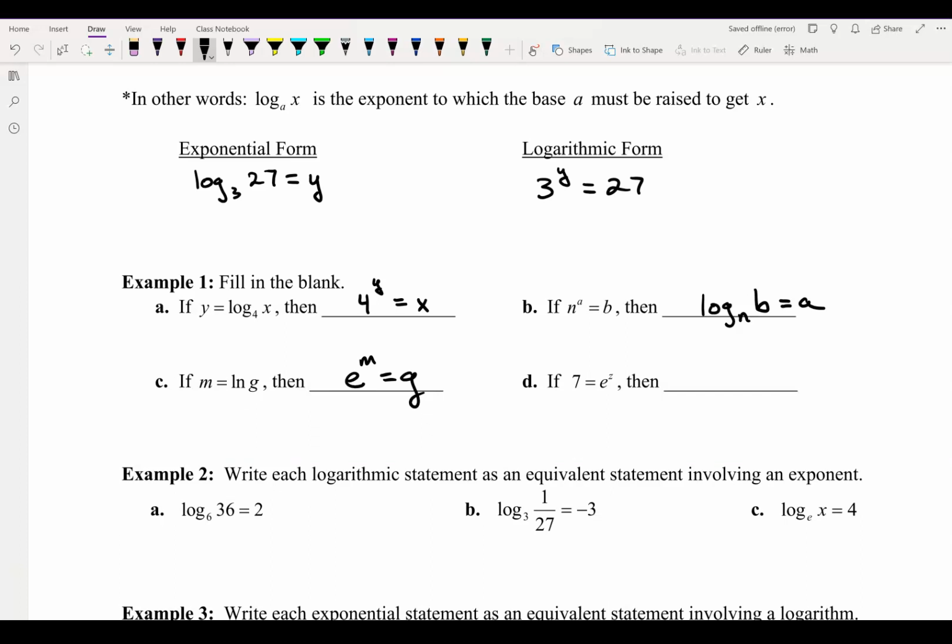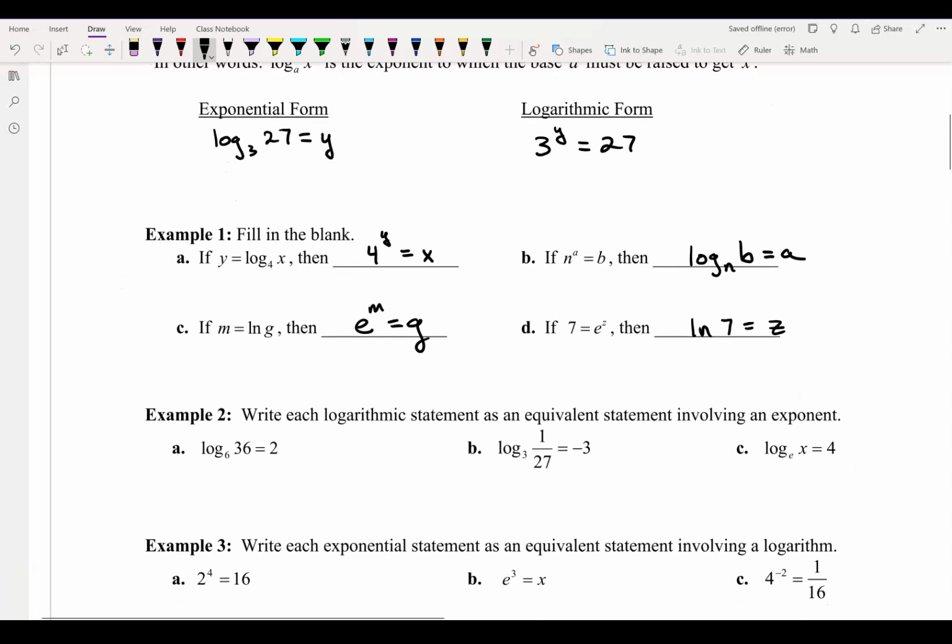And lastly, we have e to the z equals 7. Well, e is the base, so we have the ln, right? That's log base e. Log base e of 7 is equal to the exponent z. So there we have going back and forth between logarithmic form and exponential form.